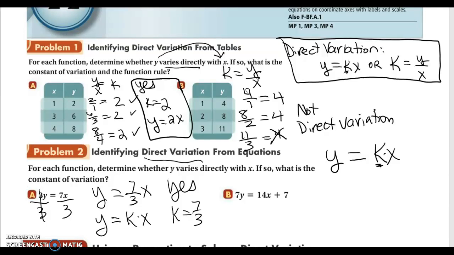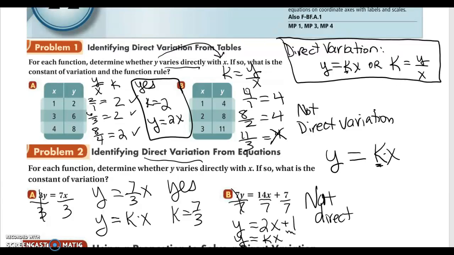Let's try example B. We need to get y by itself. Right now it's being multiplied by 7, so I'm going to divide everything by 7, because 7 divided by 7 will divide away and I'll just have a y. I have 14 divided by 7 is 2, or 2x, and 7 divided by 7 is 1. For it to be direct variation, it should look like y equals kx, where k would be 2, but this plus 1 is attached to the end. That makes it look not like direct variation. So this one is not direct variation because it has that plus 1 on the end.